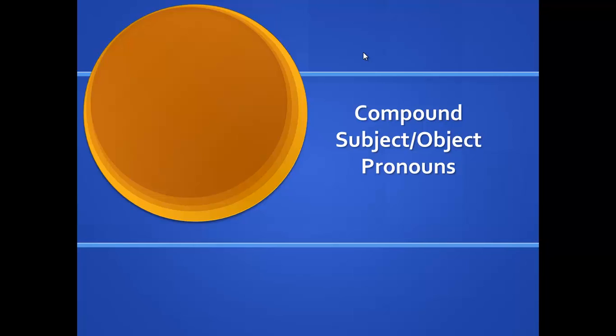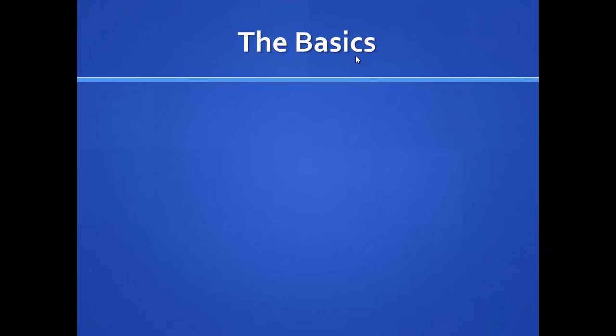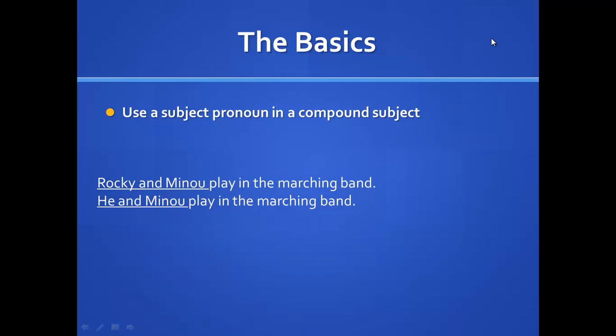This lesson is going to review compound subject and object pronouns. Let's first of all look at the basics. You use a subject pronoun in a compound subject. So for instance, Rocky and Manow play in the marching band. He and Manow play in the marching band. Notice he is taking the place of Rocky, which means Rocky is the antecedent, he is the pronoun. Rocky plays the role of the subject, so we need to use the subject pronoun. That's how we chose he.